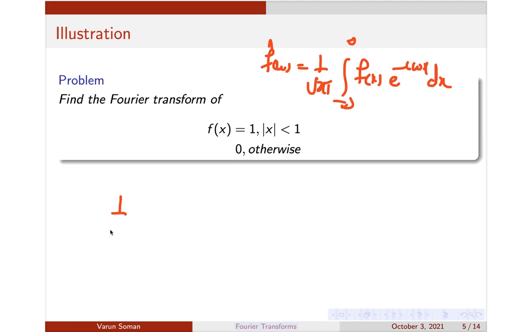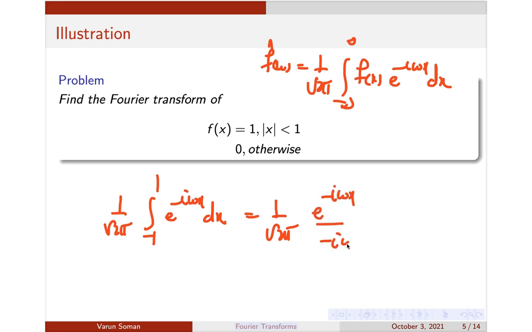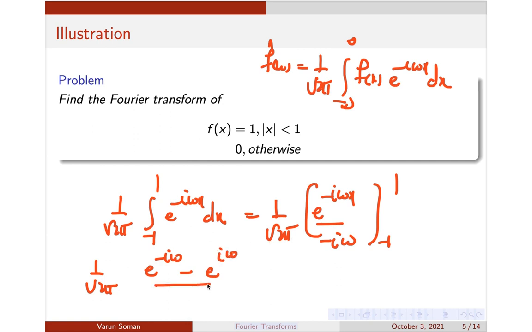So it is simply 1 by root 2 pi into the integral from minus 1 to 1 of f of x, which is 1, e raised to minus I omega x dx. And what is the value of this? That's simply 1 by root 2 pi, e raised to minus I omega x divided by minus I omega, in the limits minus 1 to 1. So it becomes 1 by root 2 pi, into e raised to minus I omega minus e raised to plus I omega, divided by minus I omega. Okay, so this is the answer.